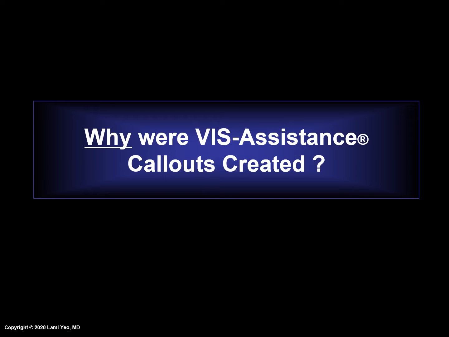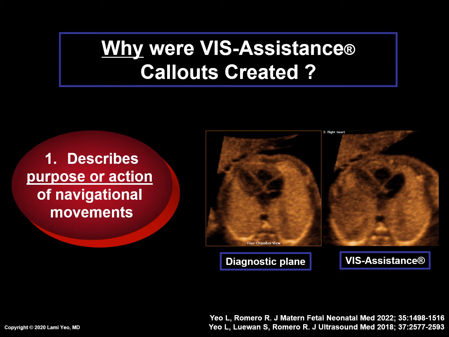Why were VISA Assistance callouts created? There are 3 main reasons. First, we designed the callouts to describe the specific purpose or action of the VISA automatic navigational movements. For example, the navigation may be specifically showing the right side of the heart. This is shown here where the callout states right heart. Indeed, when compared to the original diagnostic plane image on the left, the VISA image differs because it is emphasizing the right atria and ventricle.